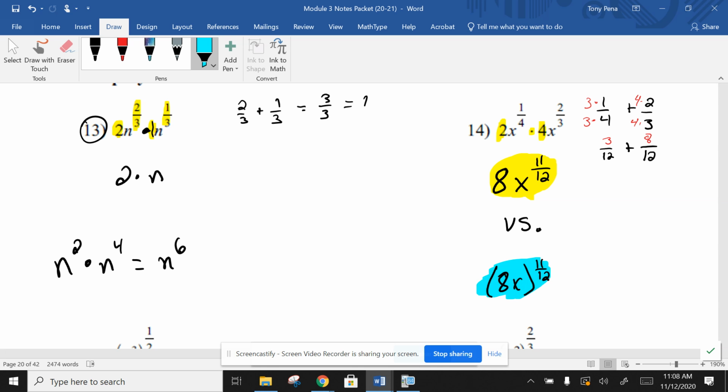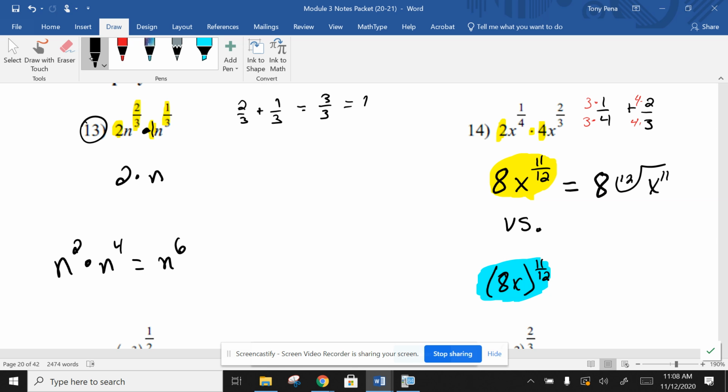All right, and the reason I'm having you do this, I want to make sure we're clear on this. So come quiz, test, whatever time, there is a big difference between what I have highlighted in yellow and what I have highlighted in blue. The one that's in yellow, the only thing getting raised to the power of 11/12 is the x. So if you rewrite this, the 8 does not go underneath the radical. Only the x should be the 12th root of x to the 11th power. That's how that one would look.